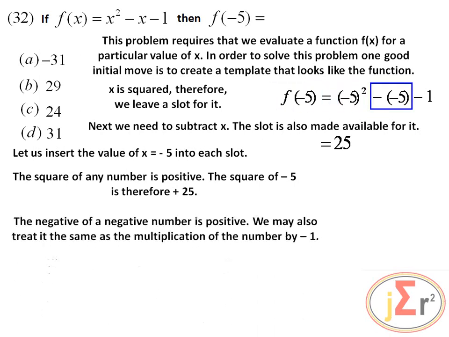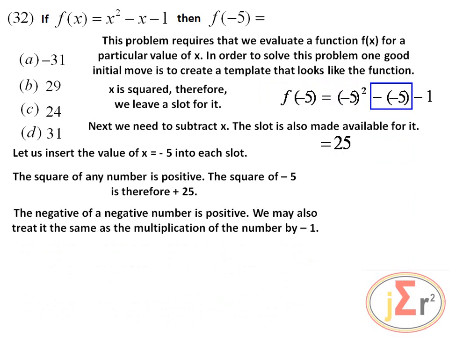What do we have here? Consecutive negative signs. The negative of a negative number is positive. We may also treat it the same way as the multiplication of a number by negative 1. So the negative of a negative number is positive, and we may treat this as we would treat negative 5 multiplied by a negative 1. Negative 5 multiplied by negative 1 is positive 5. And finally, the negative 1 is not to be left out.